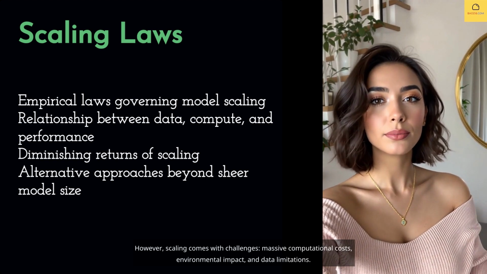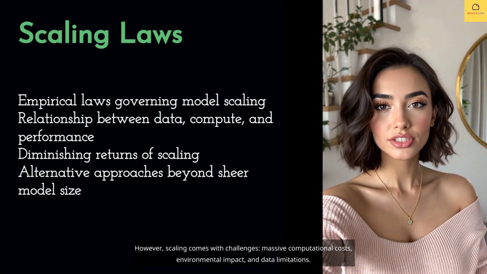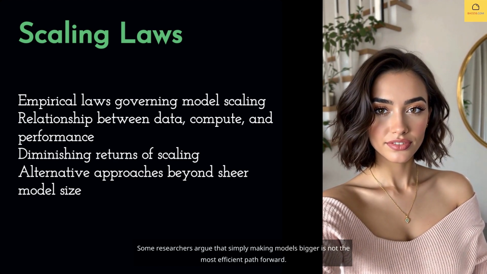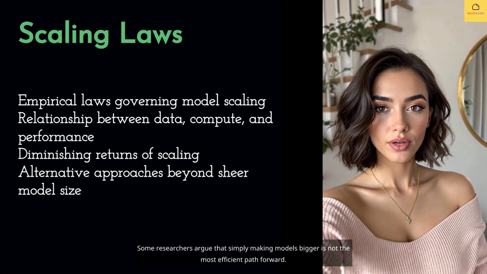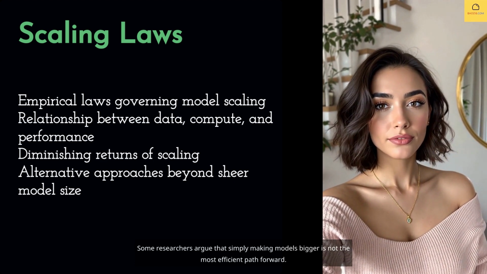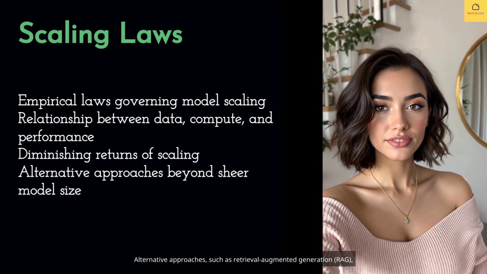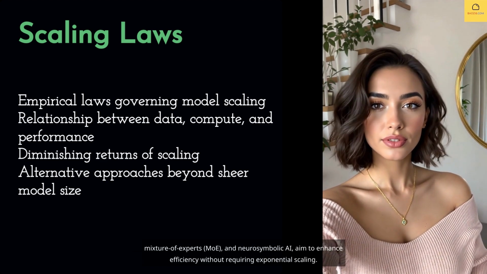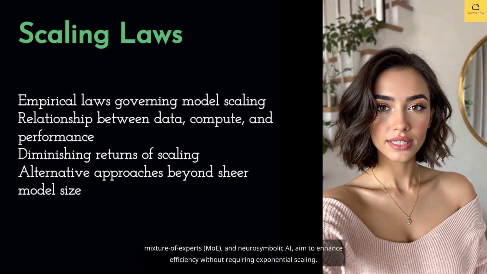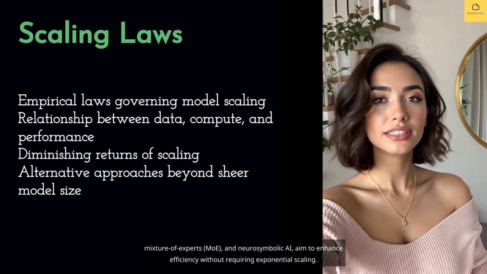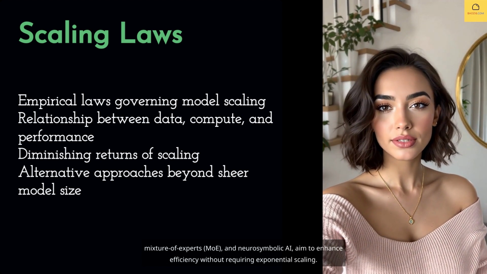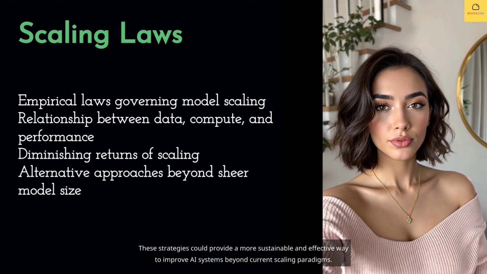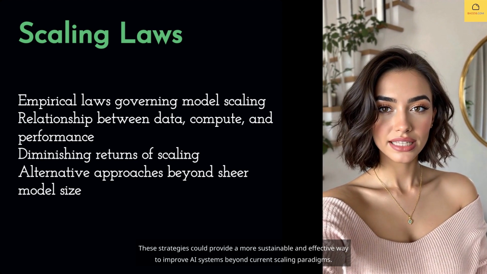However, scaling comes with challenges: massive computational costs, environmental impact, and data limitations. Some researchers argue that simply making models bigger is not the most efficient path forward. Alternative approaches, such as retrieval-augmented generation, RAG, mixture of experts, MoE, and neurosymbolic AI, aim to enhance efficiency without requiring exponential scaling. These strategies could provide a more sustainable and effective way to improve AI systems beyond current scaling paradigms.